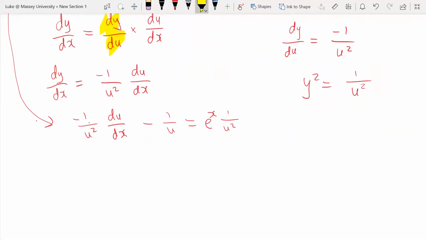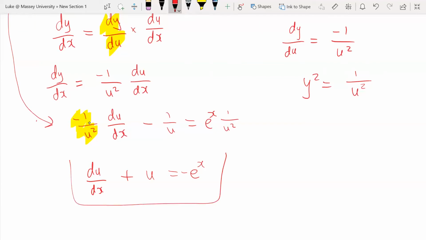Okay, I want to get rid of this minus 1 over u squared here, so I'm going to multiply by minus u squared, because then I'll get positive u squared over u squared, which is 1 there. So if I do that, I get du by dx plus, if I multiply 1 over u by u squared, I get u equals minus e to the x times u squared divided by u squared. So this is times 1. Okay, so this is the new ODE I get.